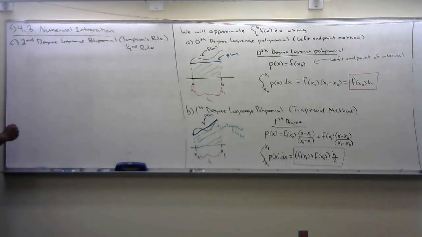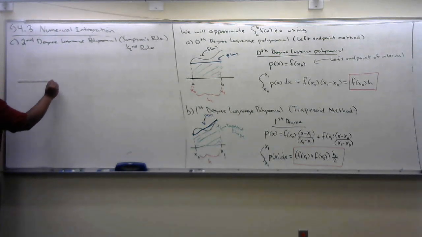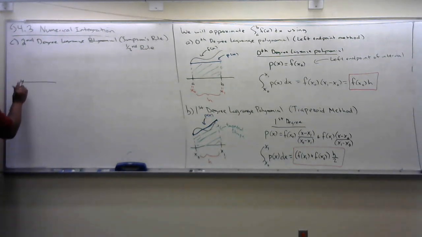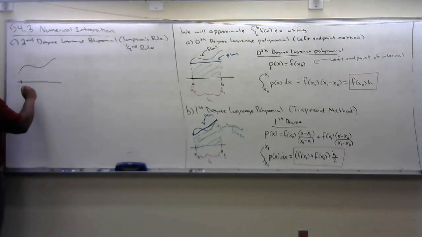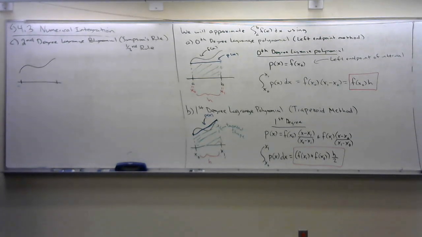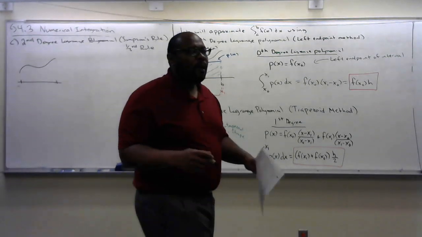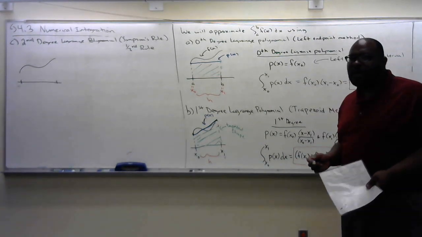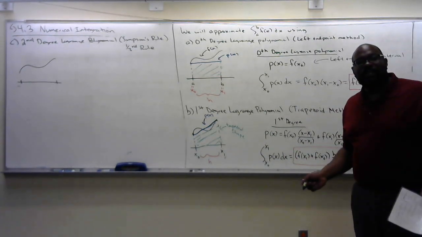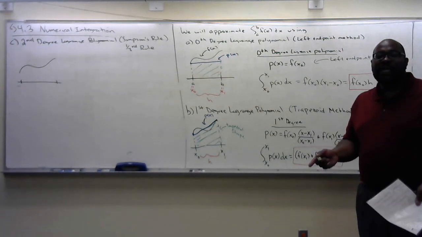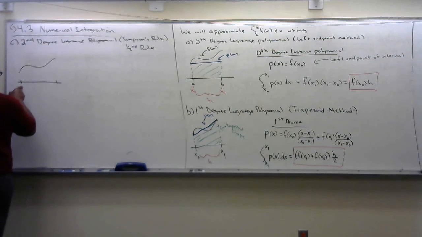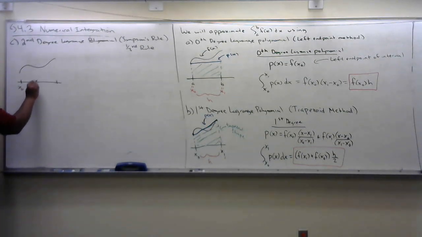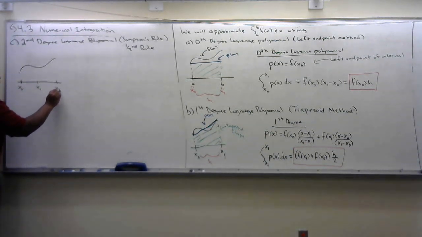So again, suppose I have a function. Okay, so I have from a to b, right? But before I put down from a to b or x naught to x1, how many points do I need to be able to come up with a second degree Lagrange polynomial? I need 3 points, right? I need to have x naught, x1, and x2. So what I'm going to do is put a point that's in the middle. So I have x naught, x1, x2.